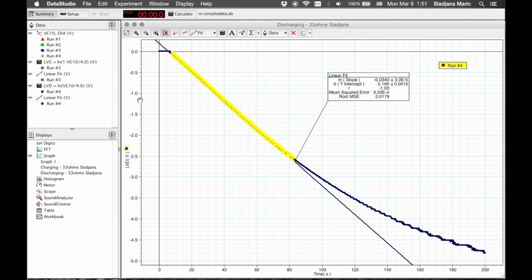Once you're done, please close the Data Studio, do not save anything, and log out of the student account, and make sure that you leave the station in exactly the same condition you found it when you walked into the lab.